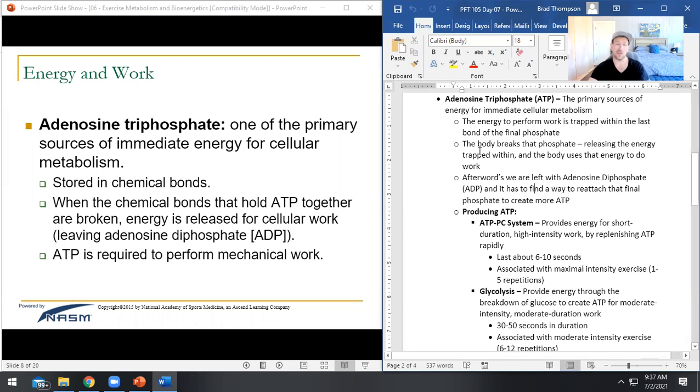Okay, so let's look at ATP here again. Adenosine triphosphate, or ATP, is the primary source of energy for immediate cellular metabolism, right? ATP is basically where we are; the whole purpose of metabolism is to generate as much ATP as possible. And having ATP is what allows us to do literally everything we do, right?